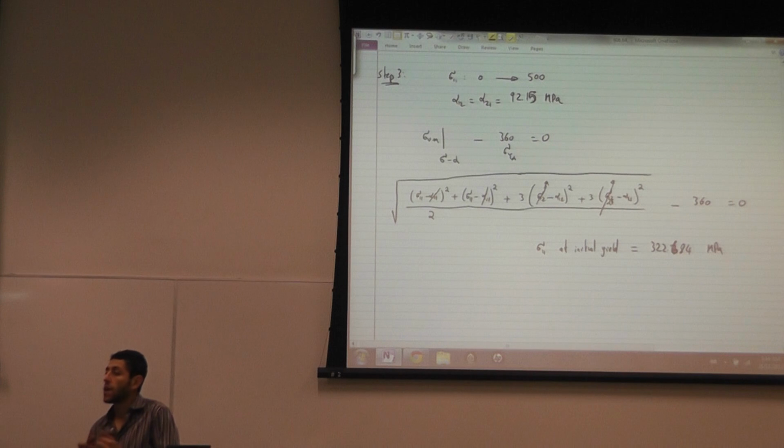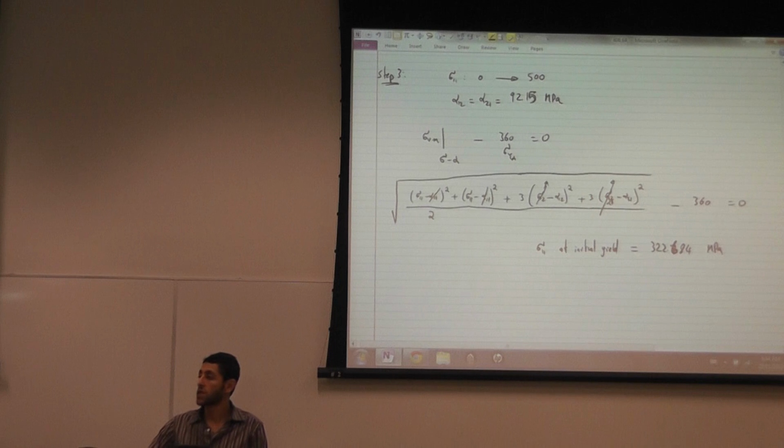What does this tell me? Because of the history of shearing the metal in sigma 2, after unloading and then pulling the material in sigma 1 direction, I observed a reduction in the yield in the direction of sigma 1. Because originally the yield was 360 MPa. Now the yield has reduced to 322.684 MPa.